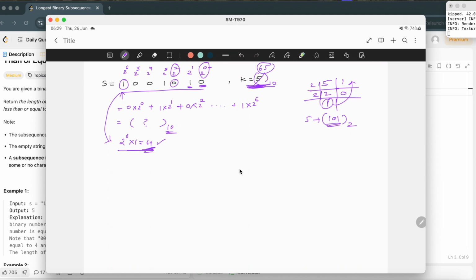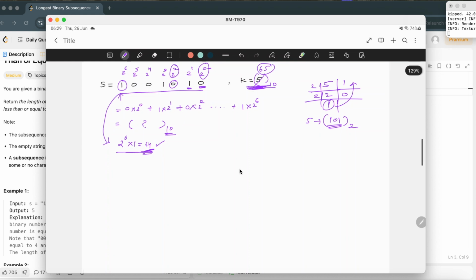Okay, instead of 5, if it has been given 65, the first question that comes to mind is, okay, 64 is basically less than 65, we can consider this one. But what if there are a few more ones? At any point in time, one is the value that is appearing, and we are multiplying by its power. Here it is 2 to the power of 3 into 1, so this equals 8. So 64 plus 8 is going to be 72, correct? So 72 is the value that we are getting, but it is now greater than this 65.